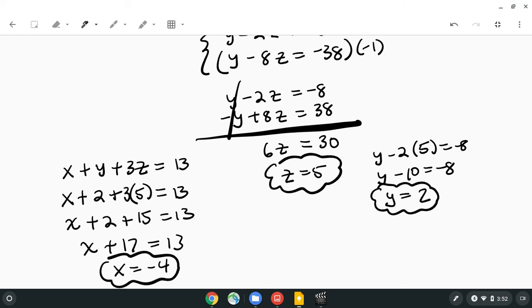So we have all 3 answers. Now I can write it as a point in alphabetical order: x, y, and z. And that would be your answer right there.